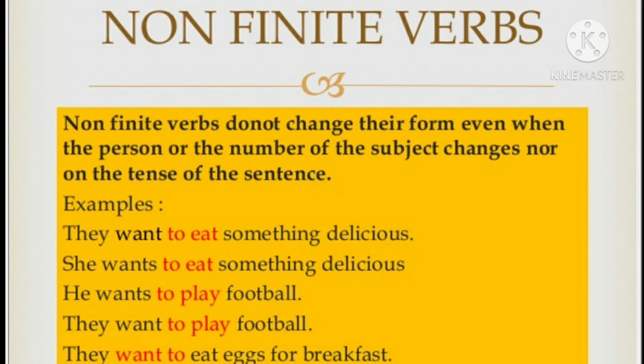We can see the example. They want to eat something delicious. See here, in the given slide, 'to eat' was in red color. The next one is 'to eat' also: She wants to eat something delicious. Did you observe the change? They want to eat something delicious. She wants to eat something delicious. He wants to play football. They want to play football. They want to eat eggs for breakfast. So we are observing the change in the finite verb, while 'to eat' stays the same.